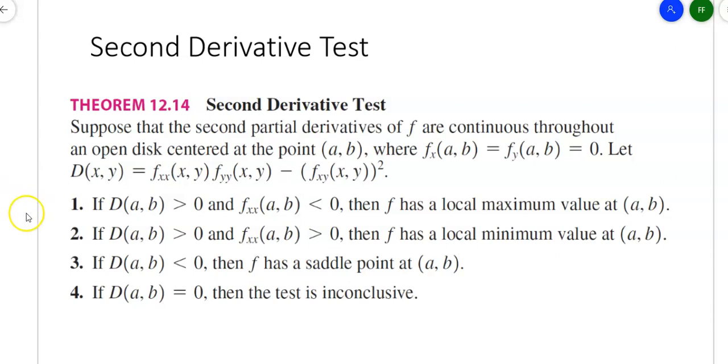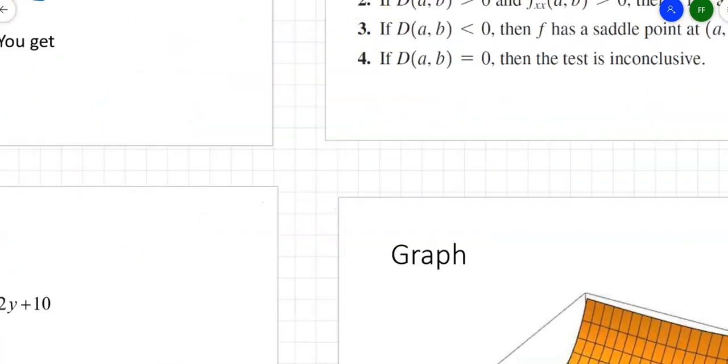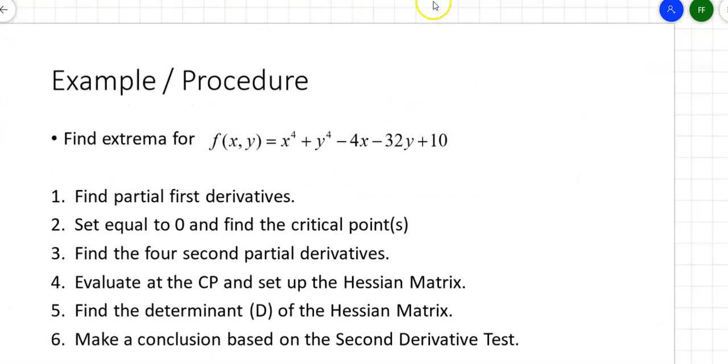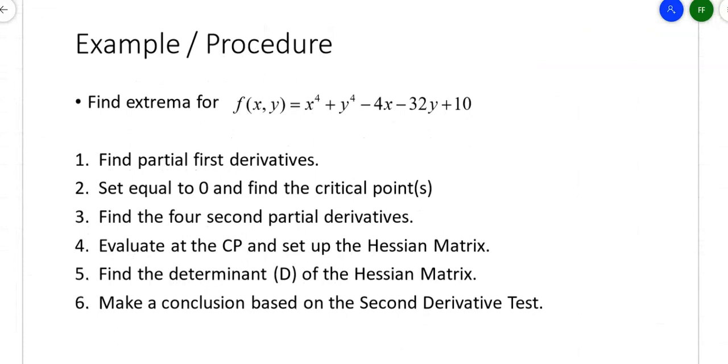So how do we do this? Let's run through an example, or 2 examples, or 3 examples. Here's my function: x to the 4th, y to the 4th, I've got a minus 4x and a minus 32y plus 10. My goal is to find extrema. There could be relative extrema. There could be absolute extrema. There could be multiple extrema. There could be no extrema.